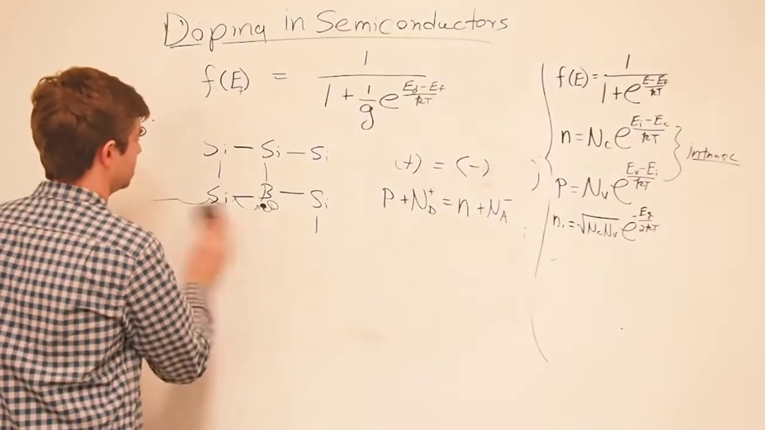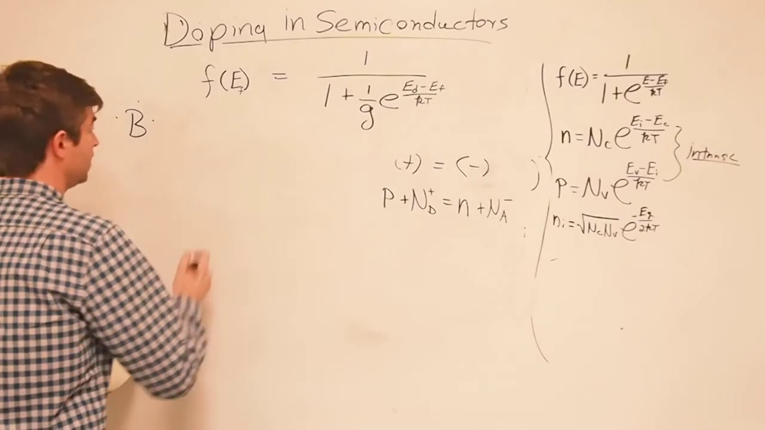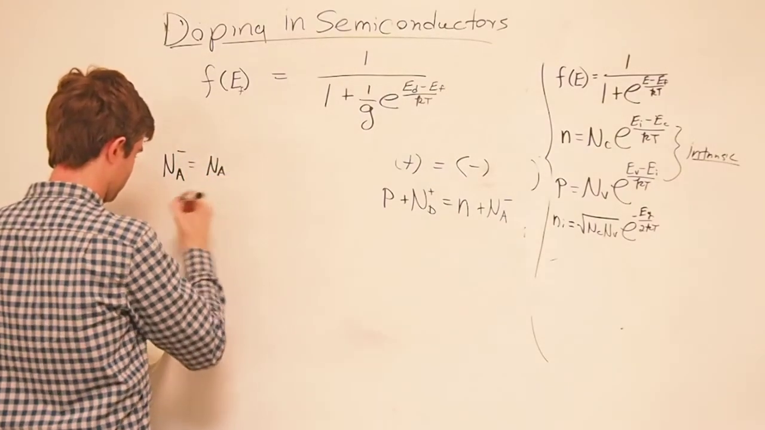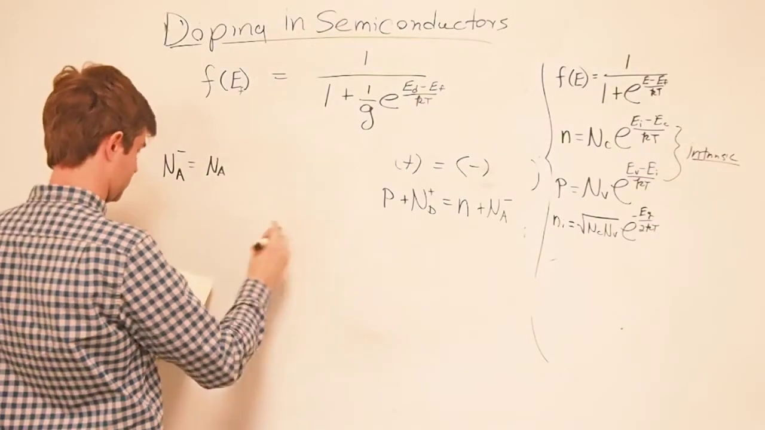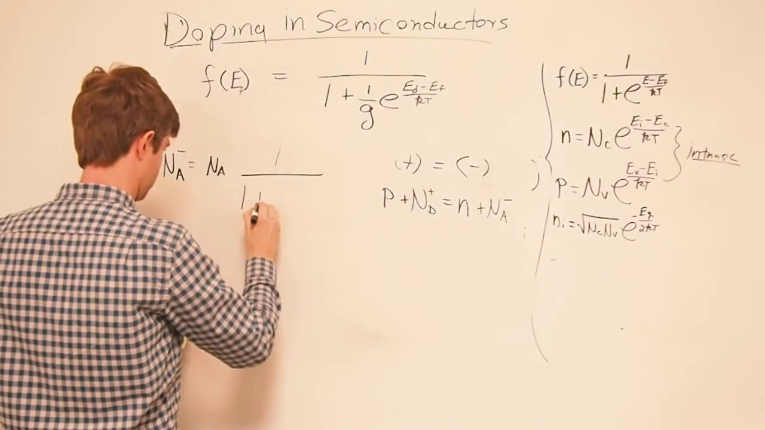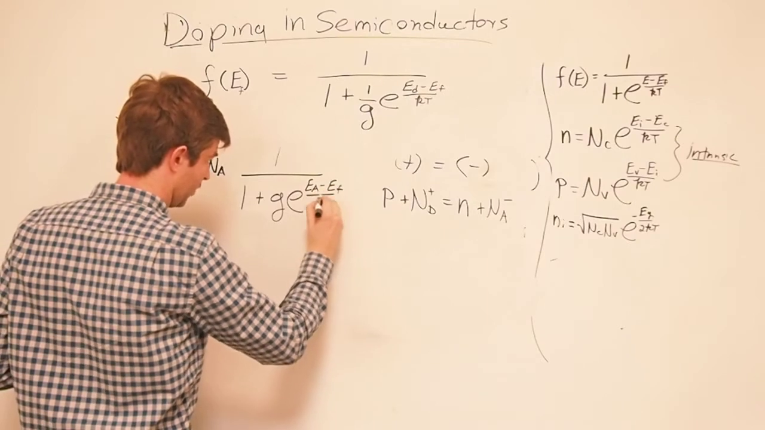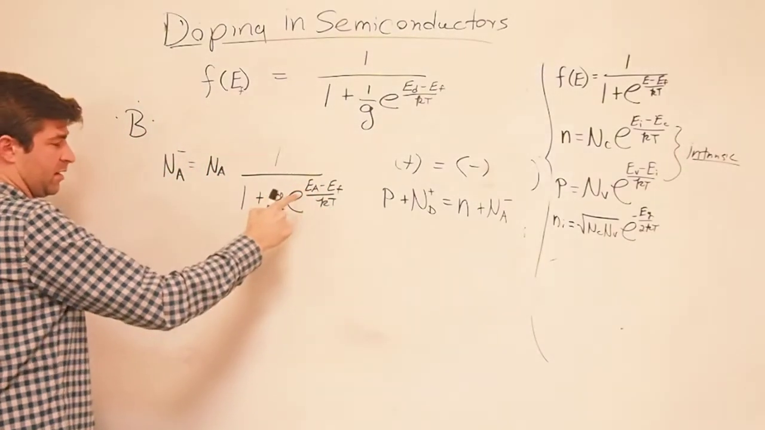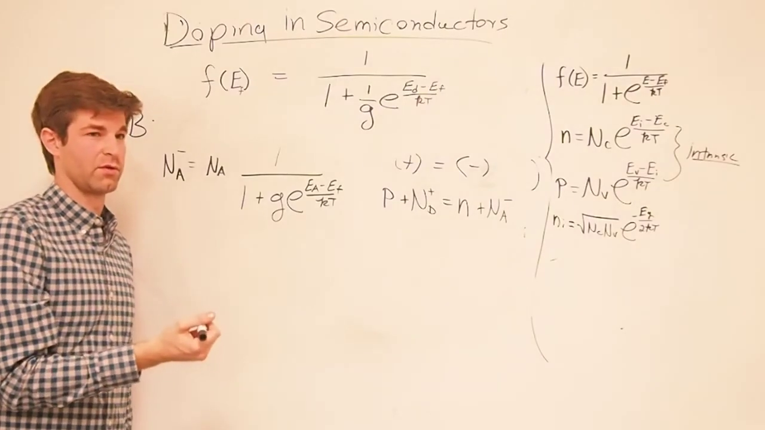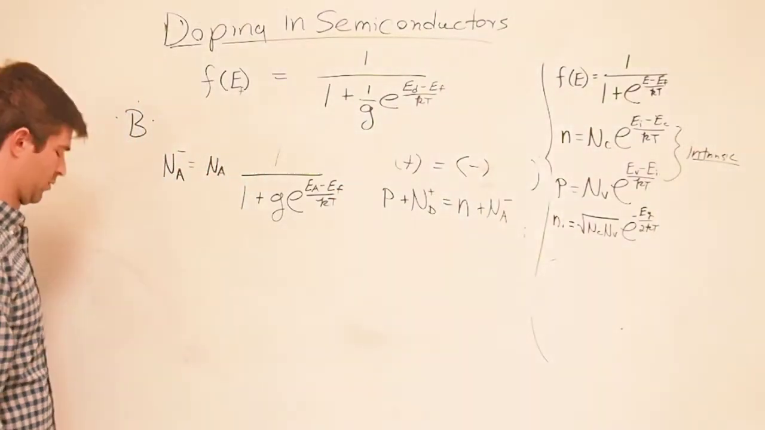And so that has the equation. NA minus is equal to NA times F of E. But that can be written as 1 over 1 plus g e to the EA minus EF over kT, right? EA, the acceptor energy, and the donor energy in this spot are constant. They're dependent on the atom that you're using as your donor or your acceptor. So those aren't going to change. Really, what we're looking for here, our unknown, is EF.